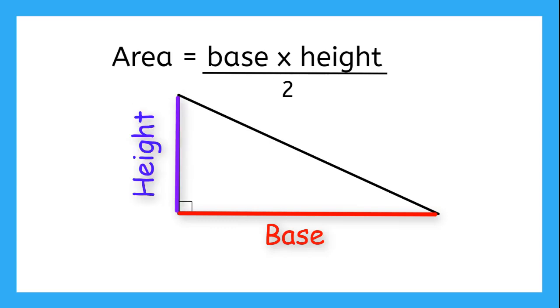But sometimes triangles are oriented differently, or they are not right triangles. Let's practice some of those. So here you see we don't have a right triangle. So we have to pick a side that we want the base to be. How about this long side here?